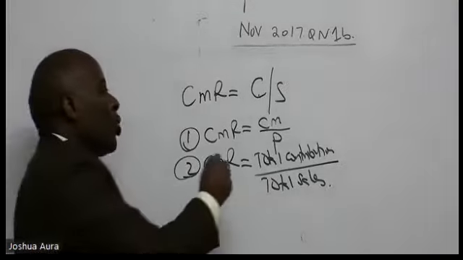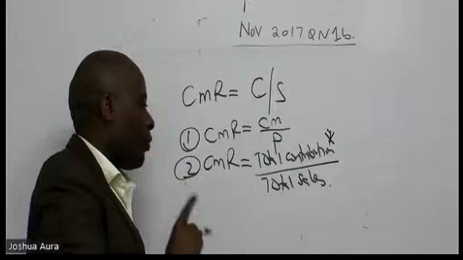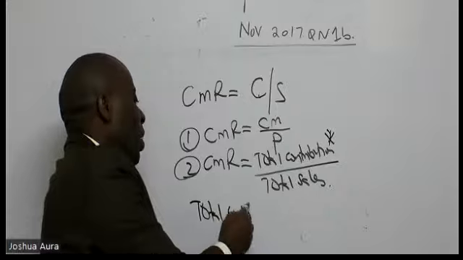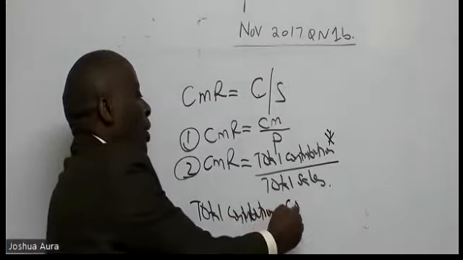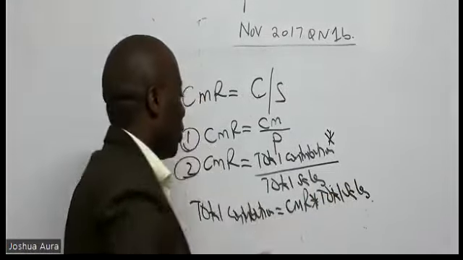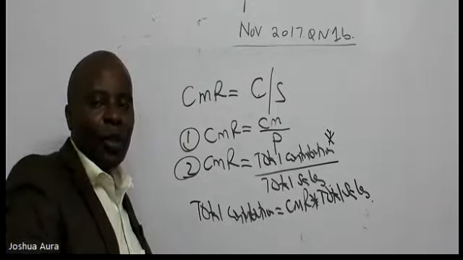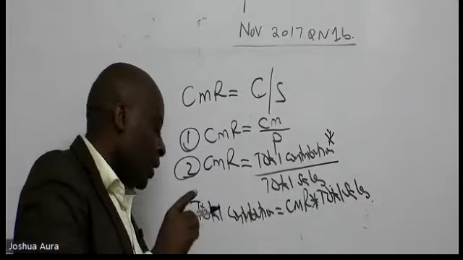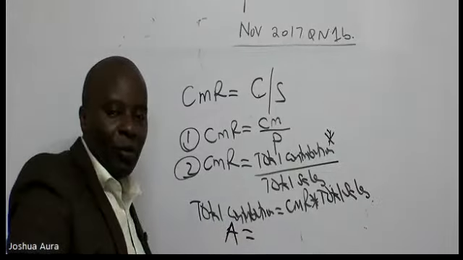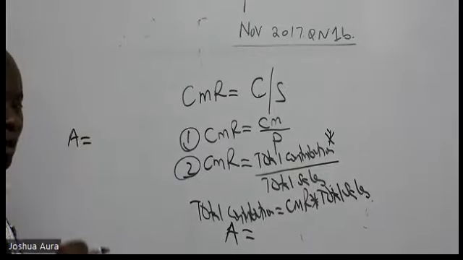So could you kindly make total contribution the subject of the formula from the second equation? From the second equation, the total contribution will be equal to CMR times what here, somebody? Times total sales. The total contribution will be CMR times total sales. So could you kindly do me a favor? Could you kindly give me the total contribution from the first product known as product A? Is there somebody who is able to give me the total contribution from product A?